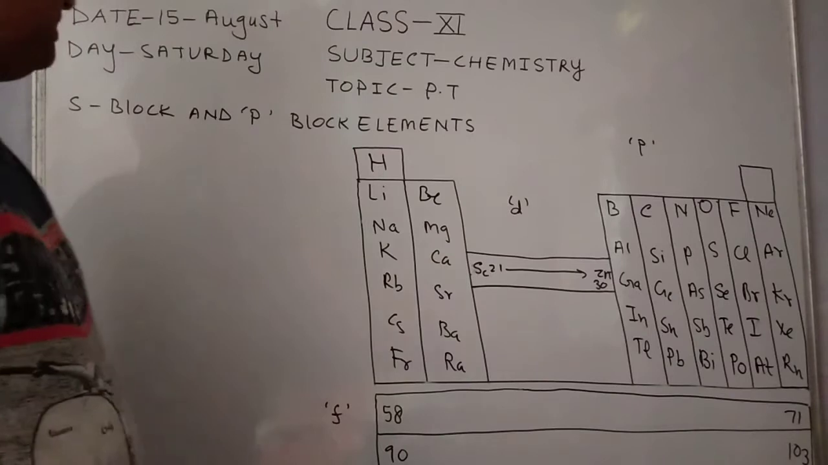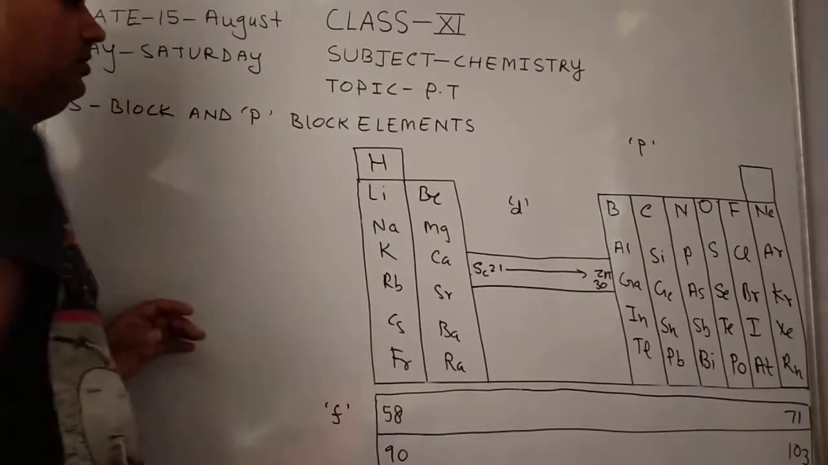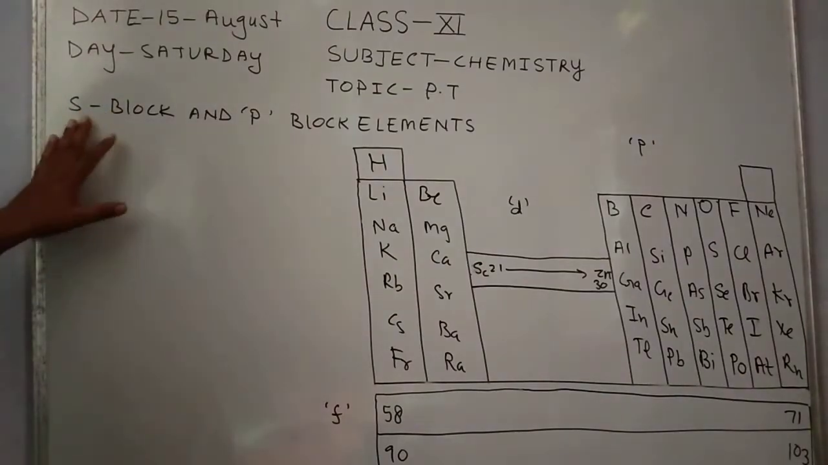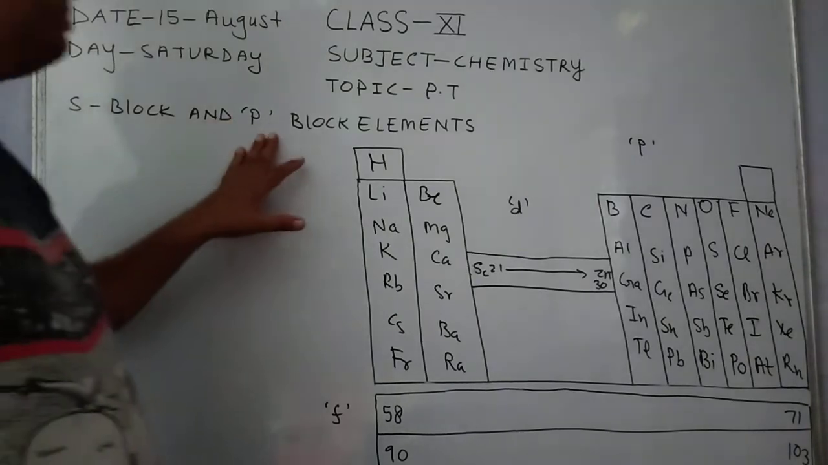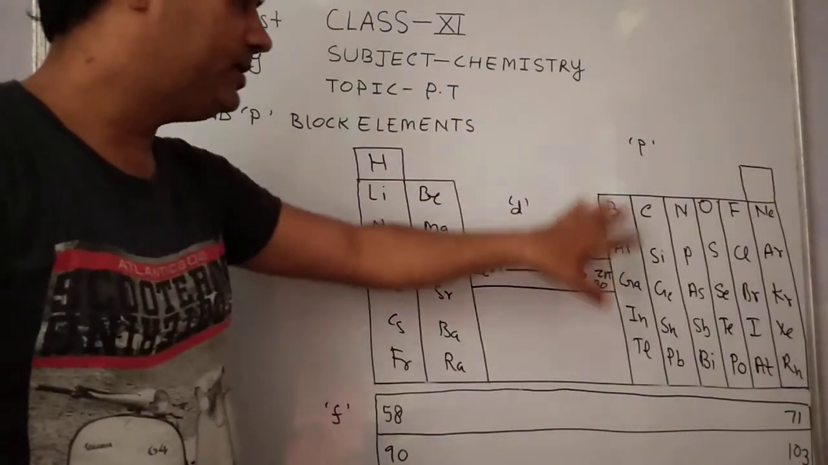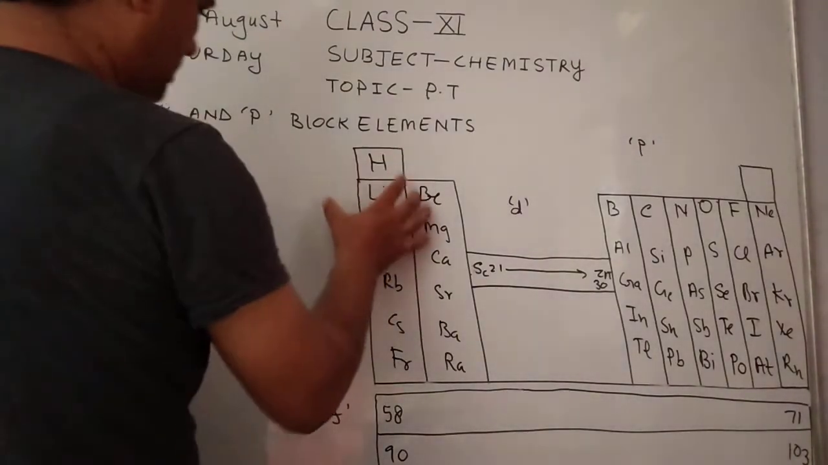Today I am going to discuss the chemistry of 11th class, that is, the topic periodic table. In the previous video I discussed the S block elements and their general electronic configuration. Today I am going to discuss P block elements and their general electronic configuration. First of all, I am going to revise S block elements.